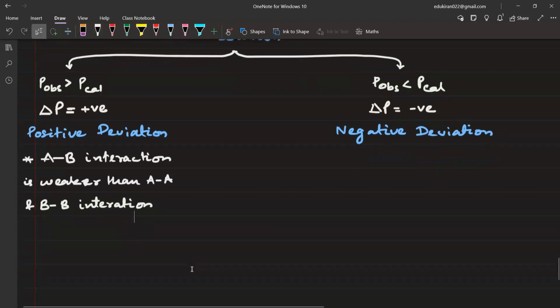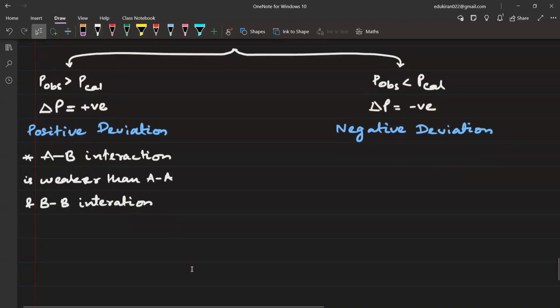If AB interaction is weaker, that means they don't want to mix with each other. So in that case, we will have to put some energy, and delta H mix will become positive. So it is an endothermic process.